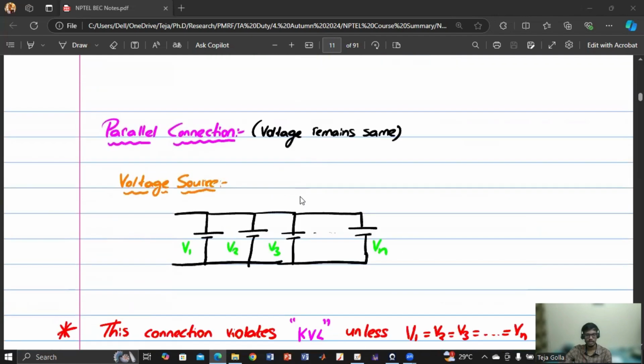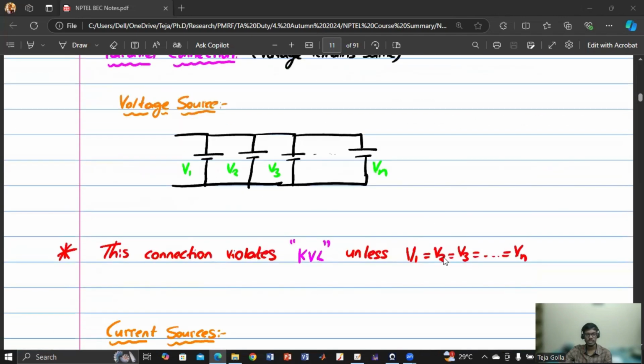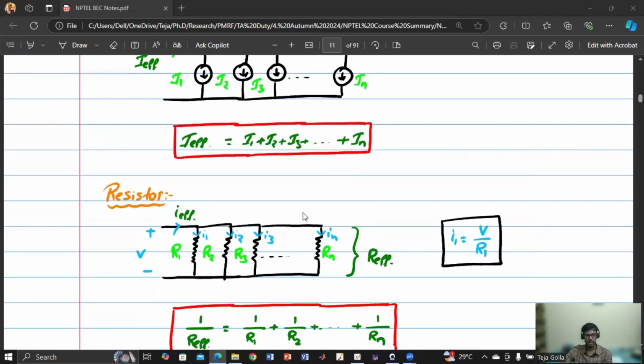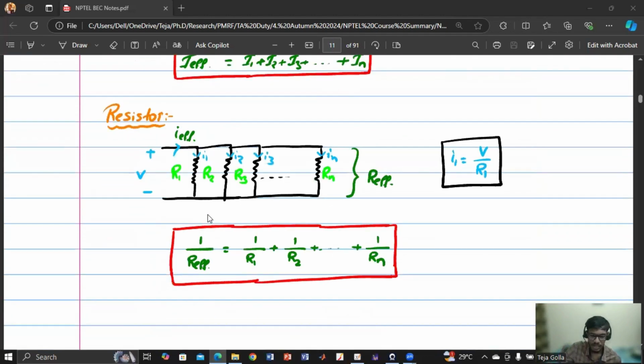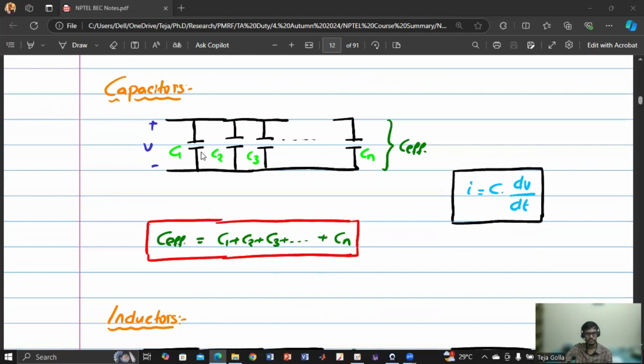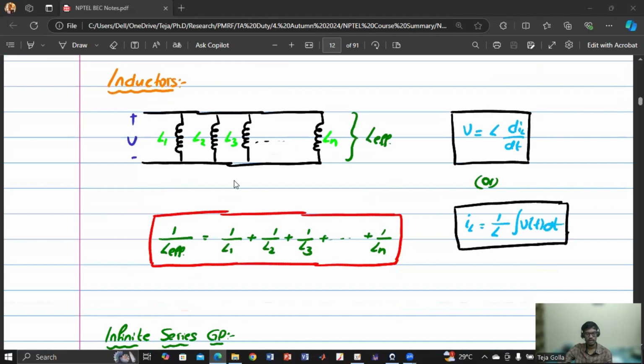Now coming to parallel connection, what was the series connection for current sources is the same as the parallel connection for voltage sources. If the voltages are not equal, then KVL will be violated. So voltage sources should not be connected in parallel if they are not equal. Current sources, if connected in parallel, the effective current source will be the summation of the individual current sources. Similarly, if resistors are connected in parallel, the inverse of the effective resistance will be the summation of the inverses of the individual resistances. In capacitance, the effective capacitance will be the summation of the individual capacitances. And the inductor is the same as the resistance.